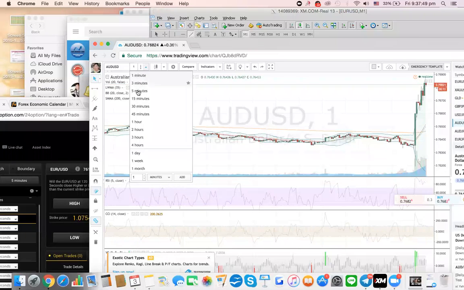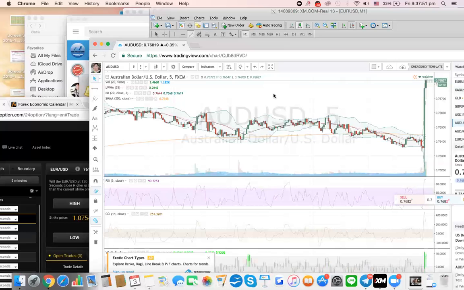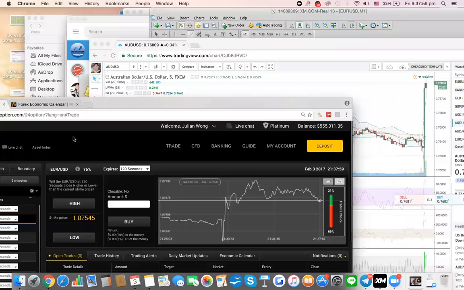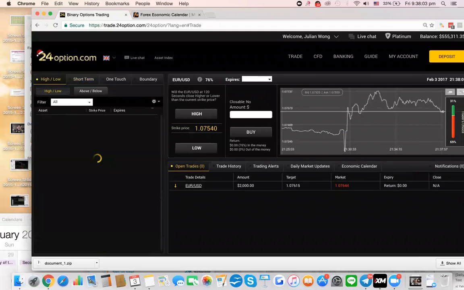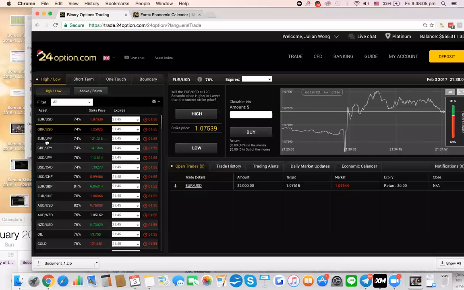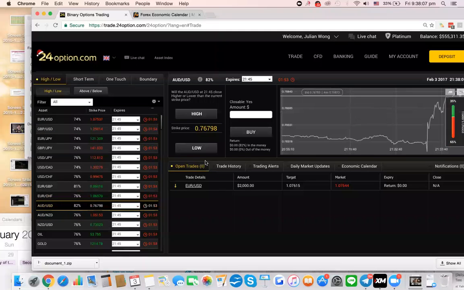Let's go out one time frame and have a look. That looks about right. Yeah. Let's go for 45 expiry. Binary option. Aussie USD.